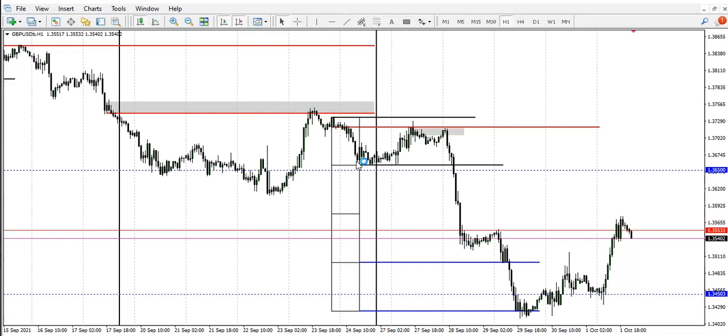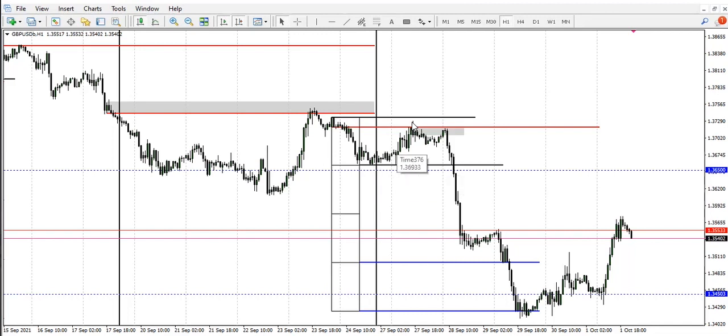When it drops here, it formed a low right there. So highlight from this high to this low as your current trading range. If that's my current trading range, then I want the high and I want the low of that range. That's it.